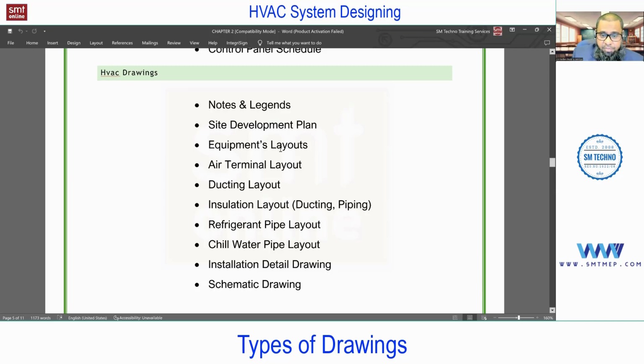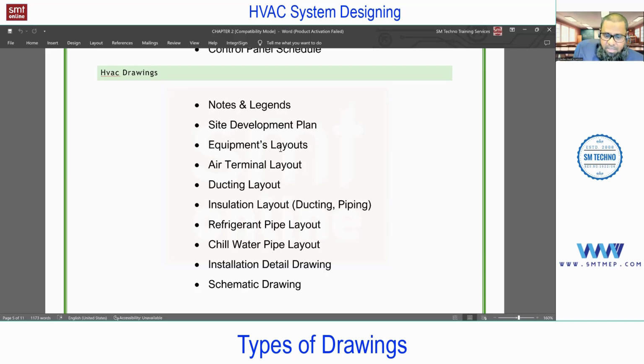Next, equipment layout, a separate layout for the equipment. In that, you'll find equipment like AHU, FCU, or exhaust equipment, etc. Hot chillers. You'll find a separate layout, and also a separate layout for the equipment schedule. In that, you'll find high technical information about the equipment selection. So you'll find the equipment schedule layout also.